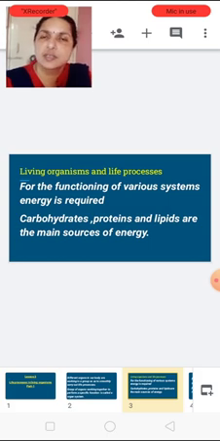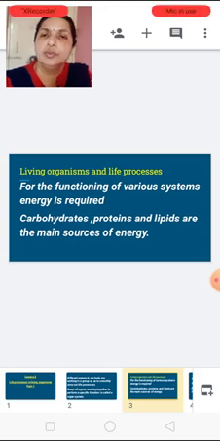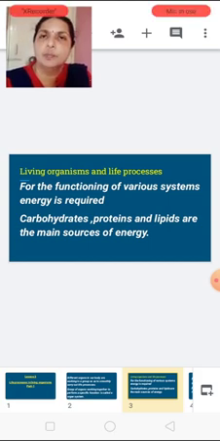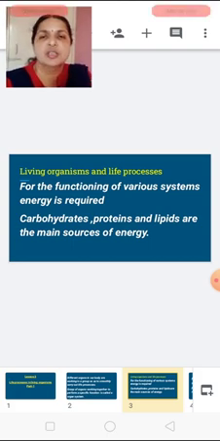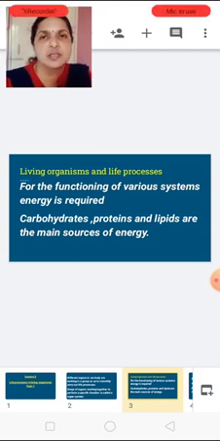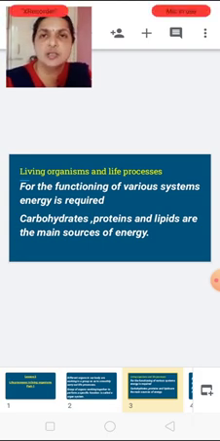Along with the systems, even the external and internal organs are joined together and they work in harmony. They work in coordination with the systems. And for the proper functioning of life processes, all the systems work in coordination. What do we need for the functioning of all these systems? Energy is required. Without energy, the systems will not function properly.